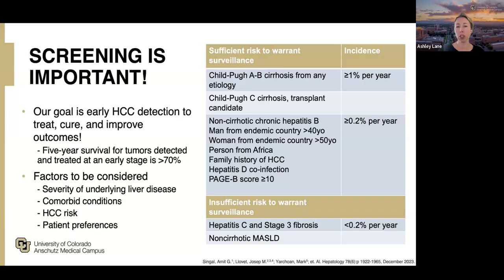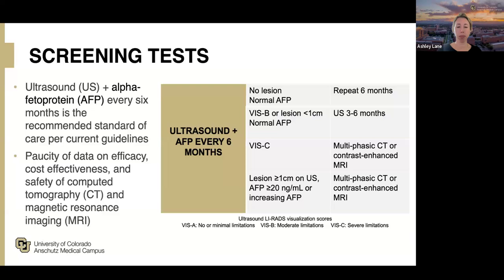So those in whom insufficient risk is there to warrant surveillance: hepatitis C with stage 3 fibrosis, so advanced fibrosis but not cirrhosis, and non-cirrhotic MASLD. Right now, the guidelines suggest imaging should not be pursued. So what tests do we do to help screen for HCC? The current guidelines suggest using ultrasound with alpha-fetoprotein, or AFP, every 6 months.